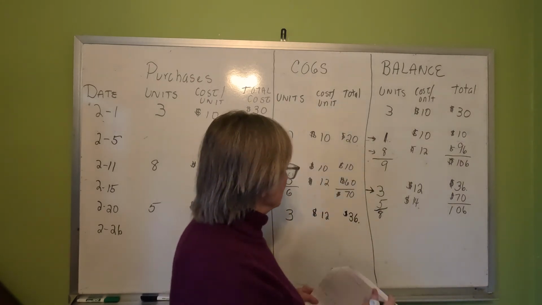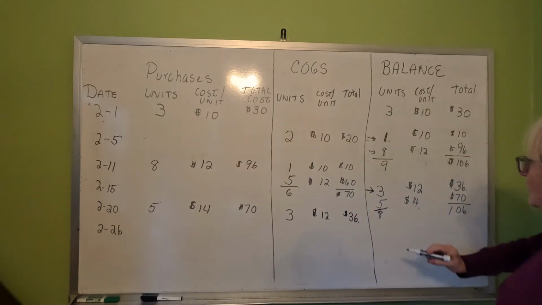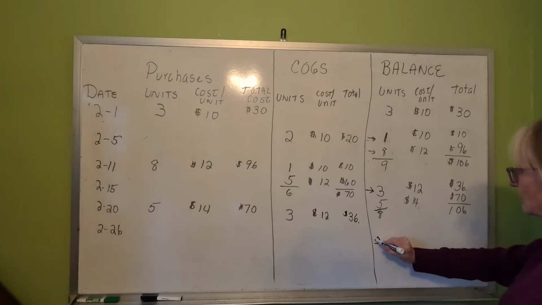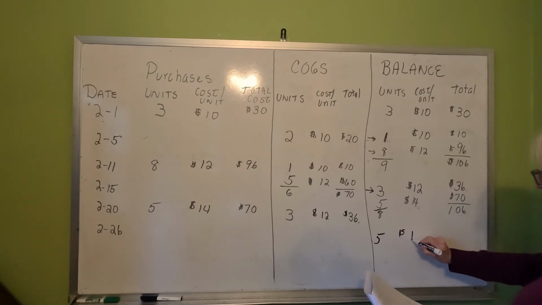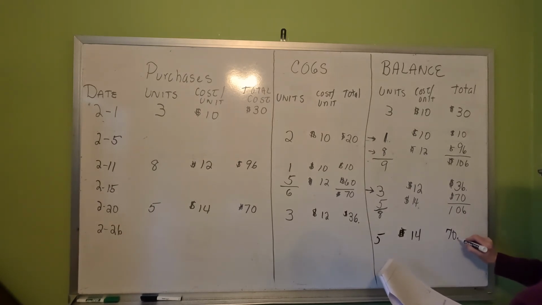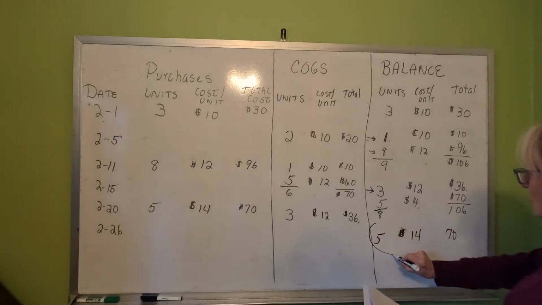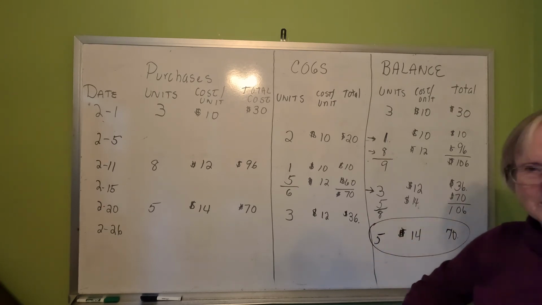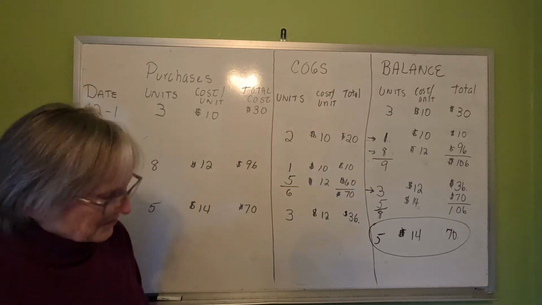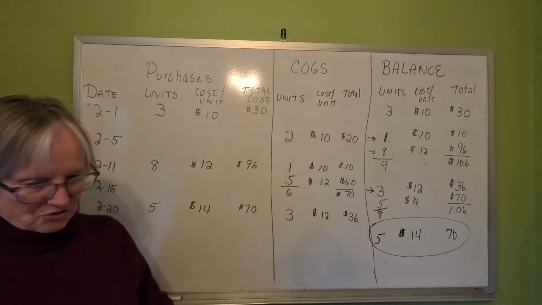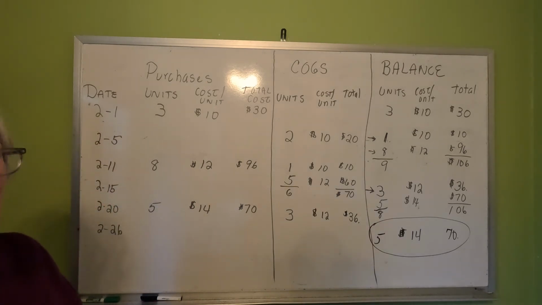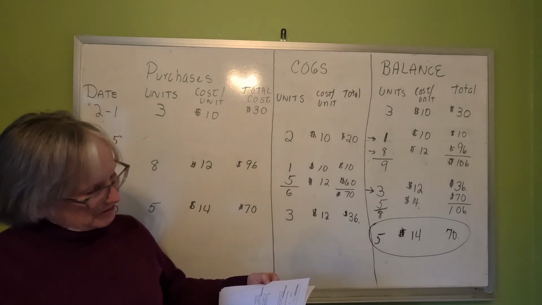And then we figure out, what have we got left? Well, all of these are gone. So our ending inventory is going to be 5 at 14, or $70 worth of inventory. So this is our ending inventory, perpetual, FIFO, first in, first out. So I would suggest just doing a couple of those to see how it works, or work this one through on your own.